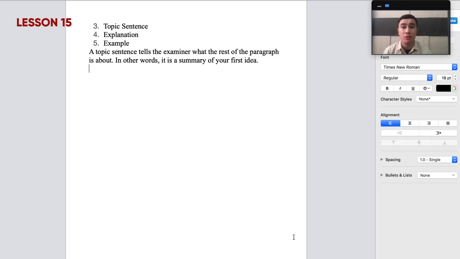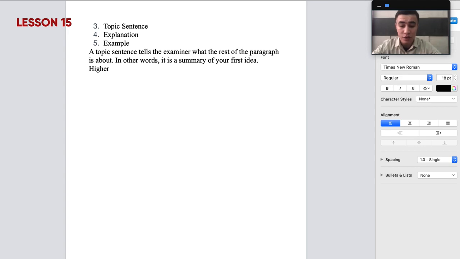And of course, this is going to be your supporting paragraph number 1. So, you remember the formula: topic sentence followed by explanation and relevant example. You should remember that a topic sentence tells the examiner what the rest of the paragraph is about. In other words, it is a summary of your first idea, and it's going to look something like this.